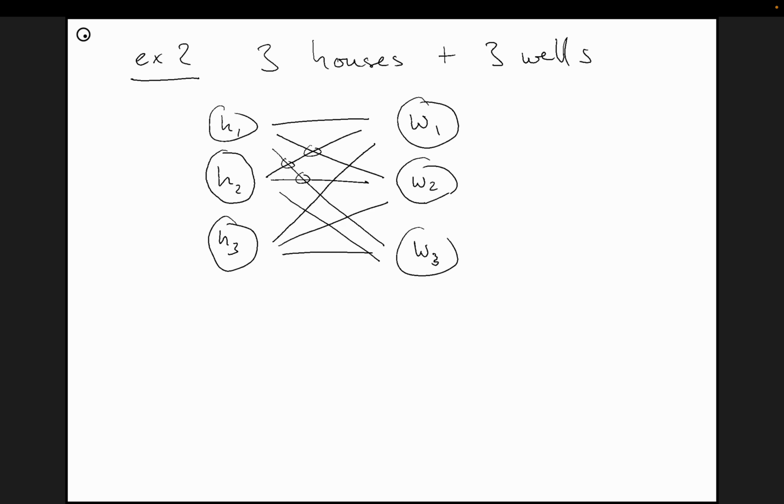So the question is, can we construct separate non-intersecting paths from each house to each of the wells? I just did it with intersecting paths, but can this be made with non-intersecting paths? So if you remember our definition about planar, this just means, can we make this graph right here planar?